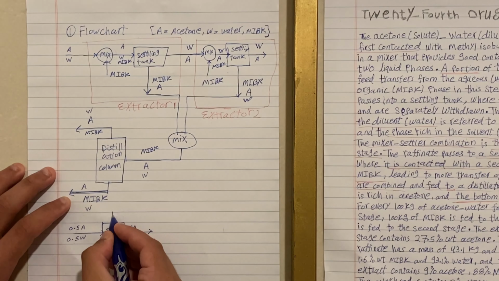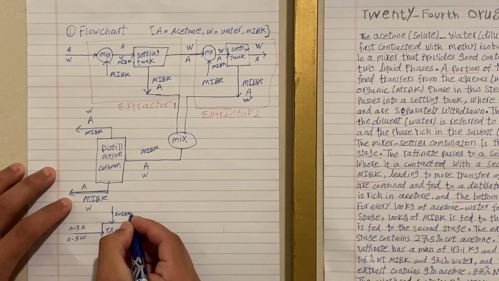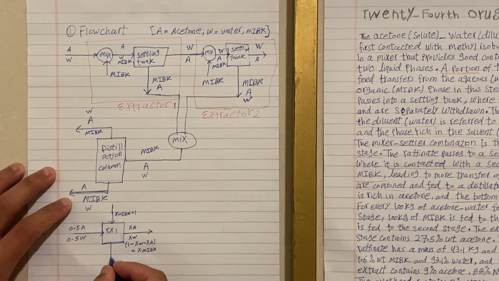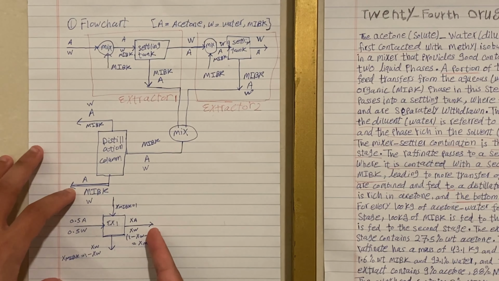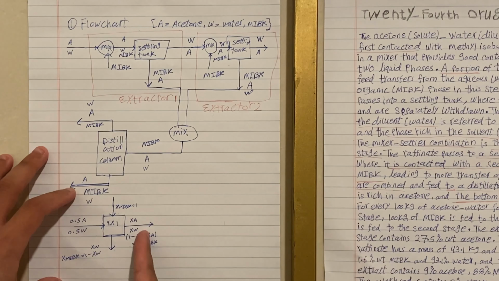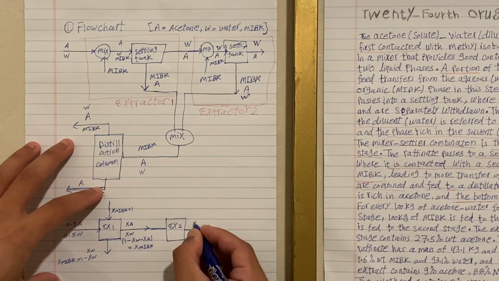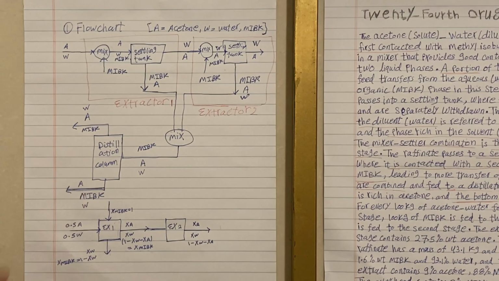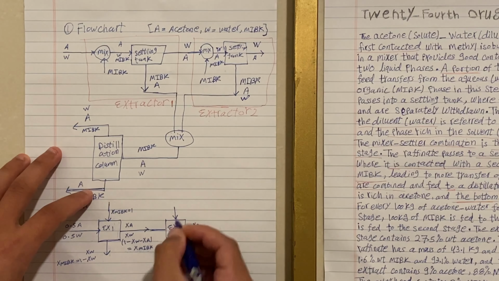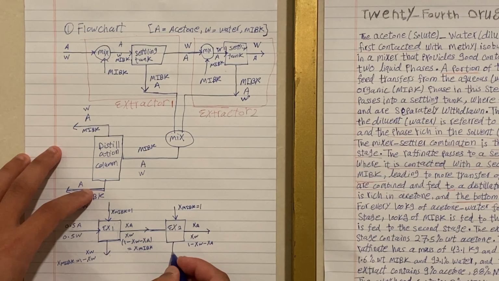This will be X MIBK, expressed as X of water and X of acetone. We will have a pure MIBK stream. X MIBK here will be 1 because it's pure, and it will leave as extract 1, which is this one. We have this stream, the raffinate, that will go into another extractor, and will leave with some amount of XA, XW, and 1 minus XW minus XA. And there will be another stream of pure MIBK, which is this one. If it is pure MIBK, then it should be 1. It will leave as the extract.